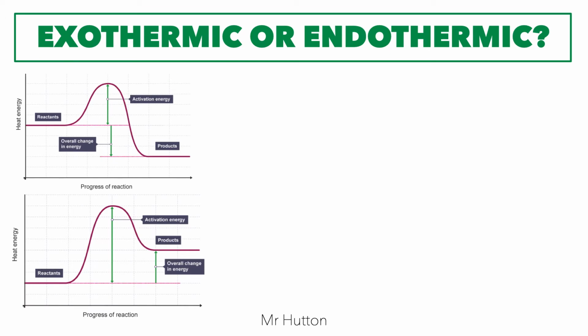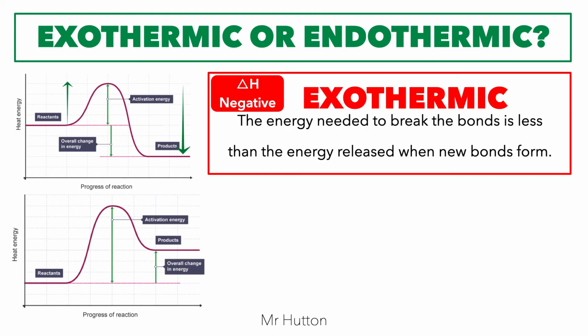Okay, I've just moved those two graphs to one side there. So we've got the exothermic one at the top and the endothermic one at the bottom. We asked you to come up with a sentence to explain in terms of the energy needed to break bonds and the energy released when new bonds formed, why reactions were exothermic or endothermic. So if we look at this exothermic one first, the energy needed to break the bonds is less than the energy released when new bonds form.